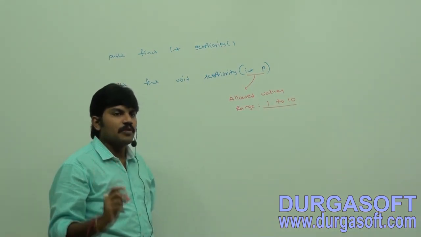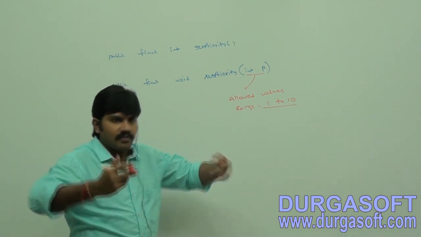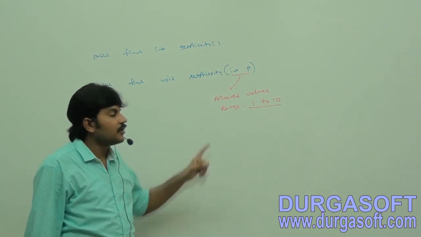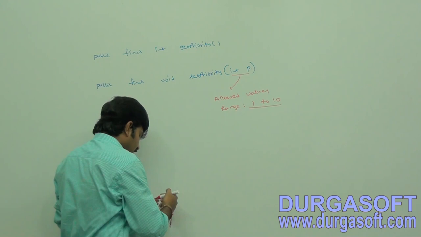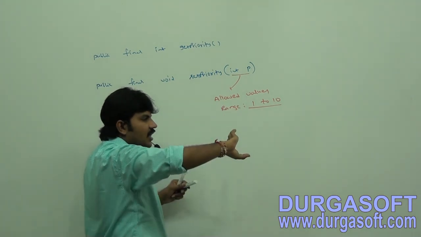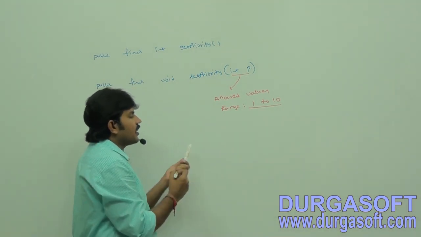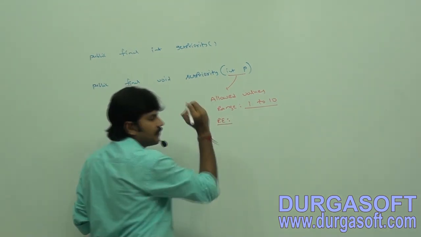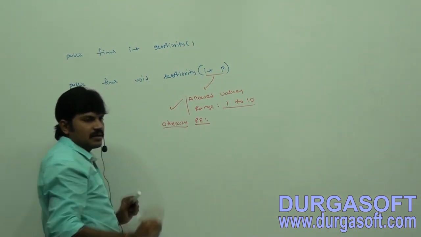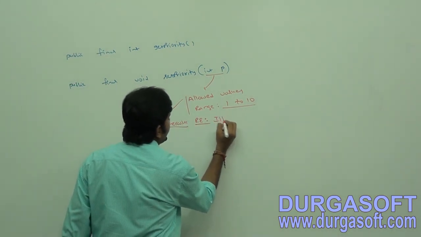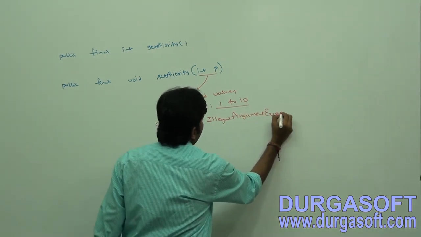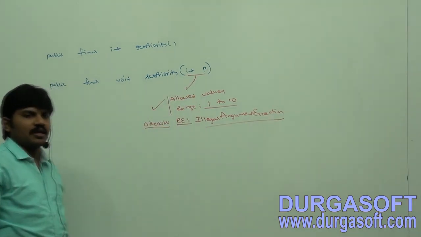If by mistake you are trying to set the priority with any other value, maybe 100 or 200, just observe. Let me give an example. If we are trying to set any other value, immediately we are going to get a runtime exception saying the allowed range is this one. Otherwise, we will get a runtime exception: IllegalArgumentException, right?